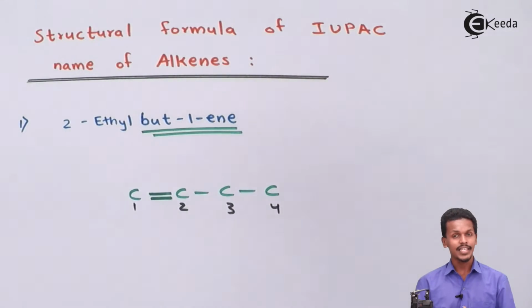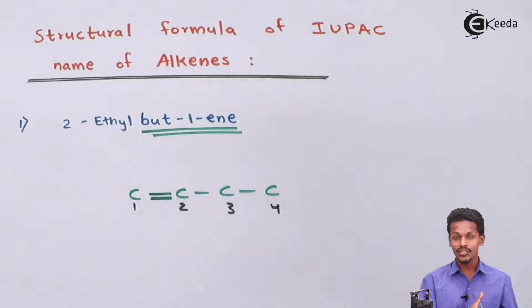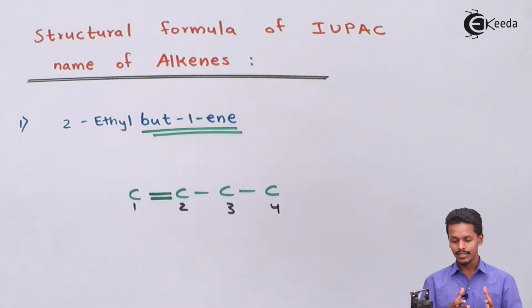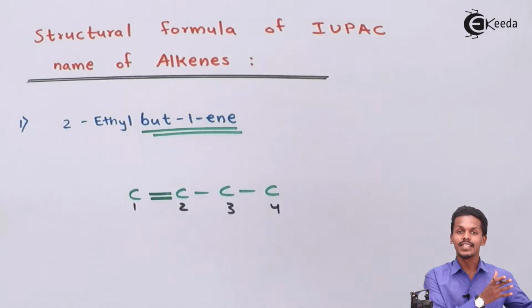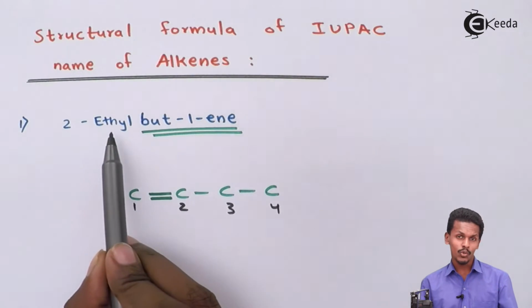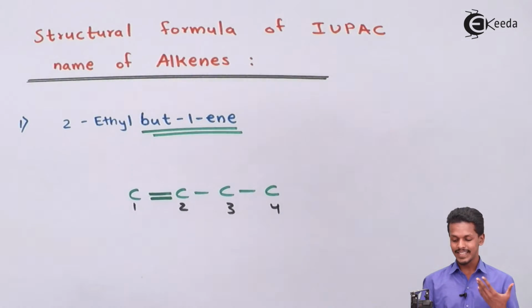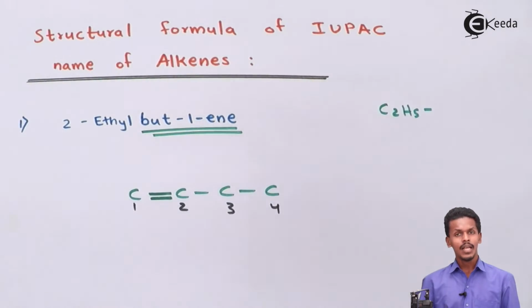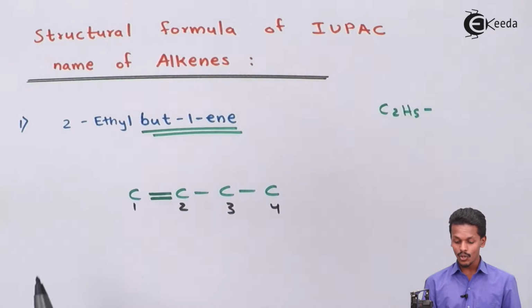So let us fill in the hydrogens afterwards. This is what we have drawn for the parent alkene. But is there any other substituent or branching attached to this parent chain? Yes, and that is nothing but the ethyl group. This ethyl group is used as a prefix in the IUPAC nomenclature of the alkene, which indicates the branching attached to the parent chain. The ethyl group can be written as C2H5, and it is attached on the second carbon atom.